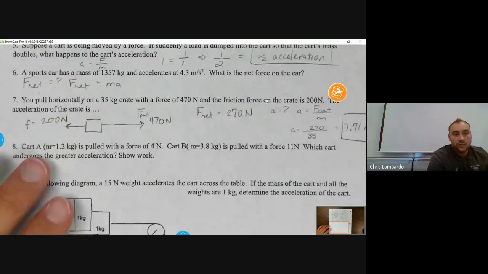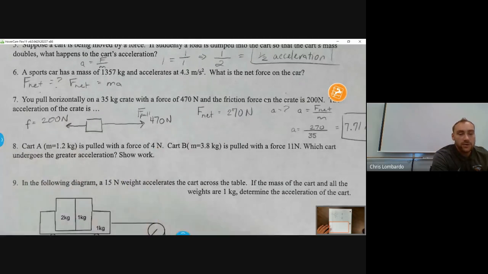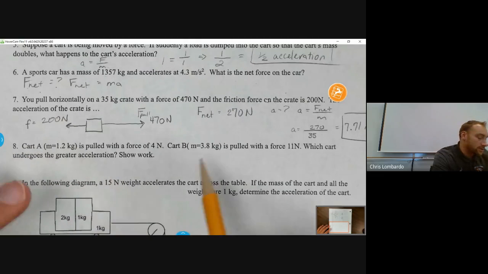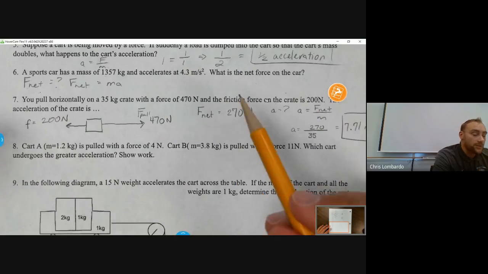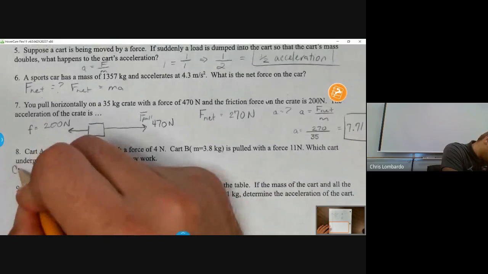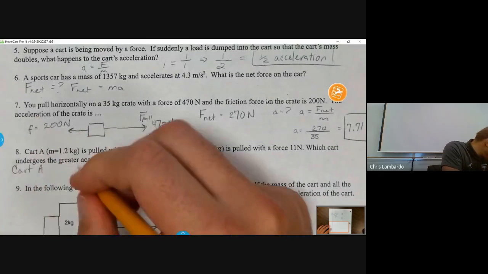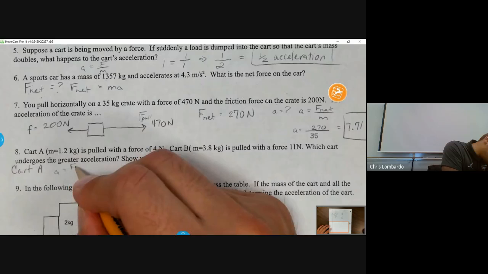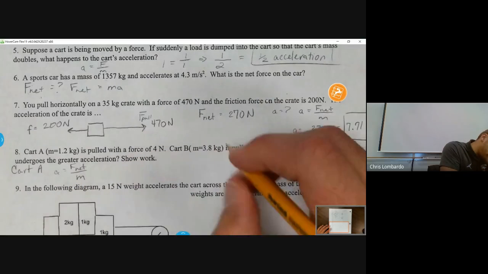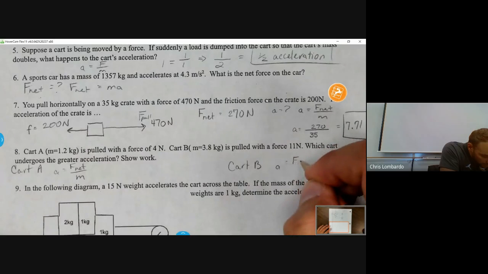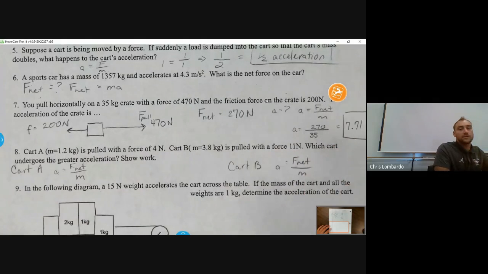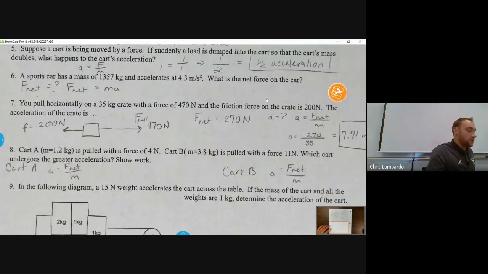In the next one, you have cart A that has a mass and a force. Figure out what its acceleration is. Cart B, you have a mass and a force. Figure out what the acceleration is, and then just determine which one's bigger. You have to show your work. Both of these you're solving for the acceleration. So for cart A, acceleration is net force over M. Part B, same thing: acceleration is F net over mass. So calculate them, plug the numbers in, get your answer.